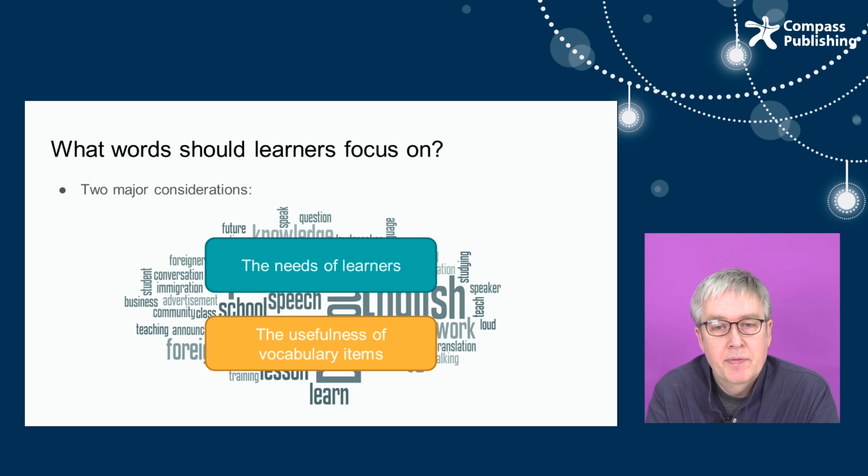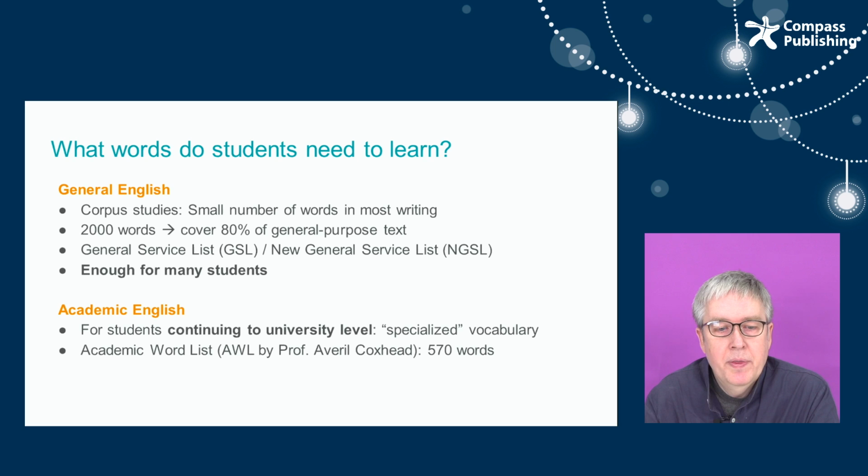It's better to consider two different elements. One is the needs of the learner, and then also the usefulness of the vocabulary items. So when we think about the needs of the learner, we should think about what their future is as a learner. What is the purpose for learning English?